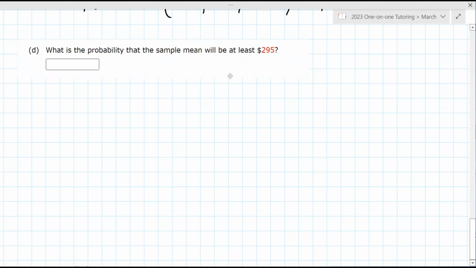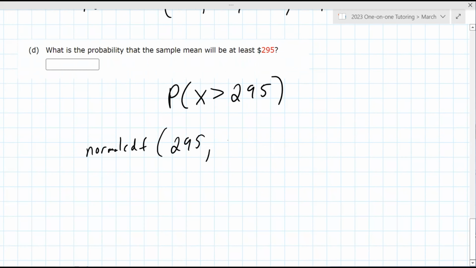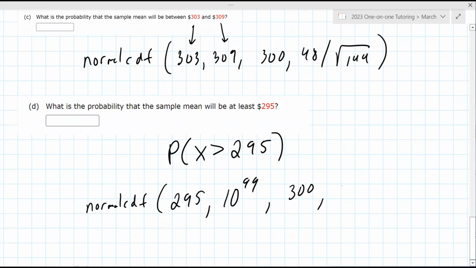Part D, one more. What is the probability that the sample mean will be at least 295? The probability that X is greater than 295. So this is another normalcdf. 295 is the lower. It's going up to positive infinity, 10 to the 99. 300, and then same thing here, 48 divided by the square root of 144. Sweet, that one's right.